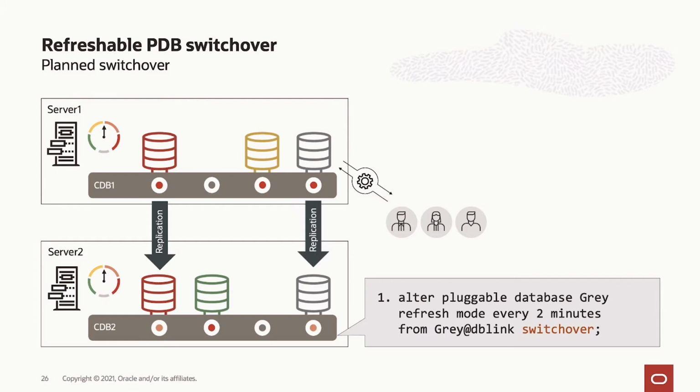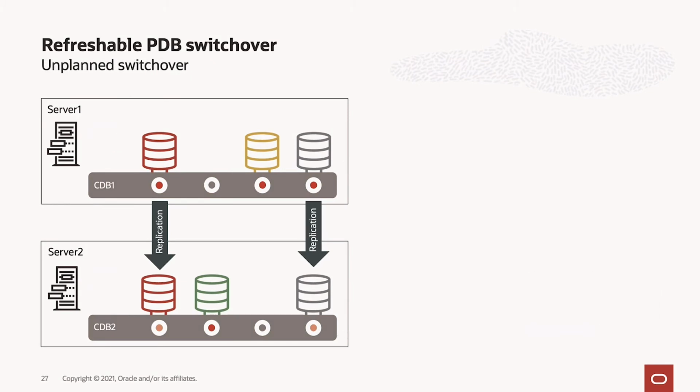In this example, we've seen how trivial it is to perform load balancing with this capability, while maintaining a replica on a remote server, just in case. In situations where the primary PDB fails for some reason, we can switch over to the replica and resume operations there. We refer to this as an unplanned switchover.